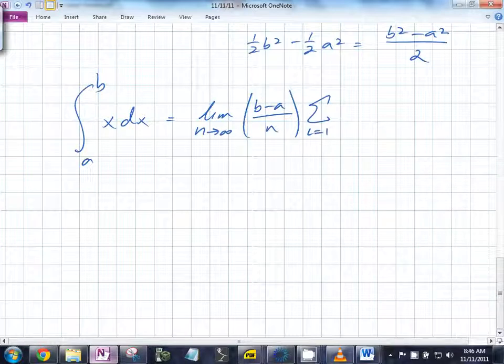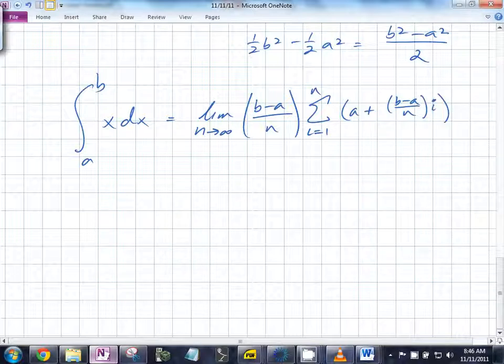What's the starting value? You have to be very careful about this. The starting value is what? a plus b minus a over n times i, right? It's starting at a, so you need to clean this up. But what are b and a? b and a you treat as what? Constants. They are not variables.